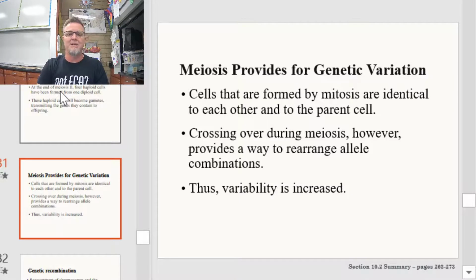All right, ladies and gents, that is meiotic division compared to mitosis from chapter 11 of your book. I hope you've learned a little bit. No, I hope you've learned a lot about cell division.